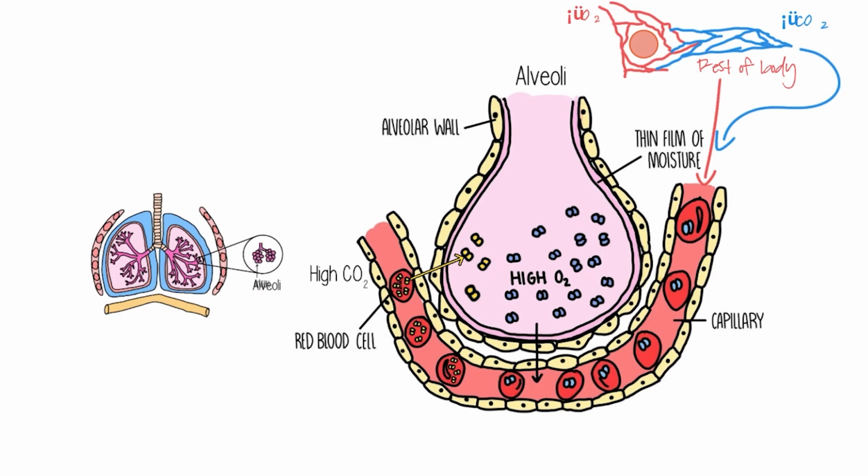And the carbon dioxide, which this blood is now rich in, is going to move from the blood to the alveoli, down its concentration gradient. This makes the blood once again rich in oxygen and low in carbon dioxide, and now it's ready to go back through the rest of the body and repeat the cycle again.